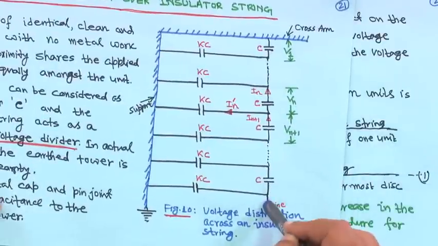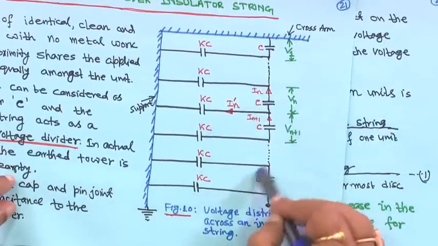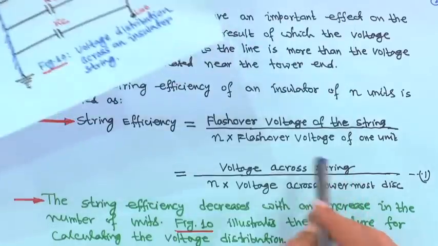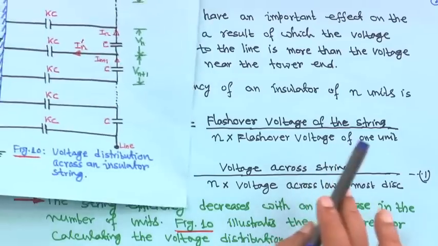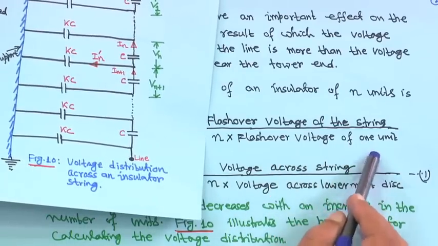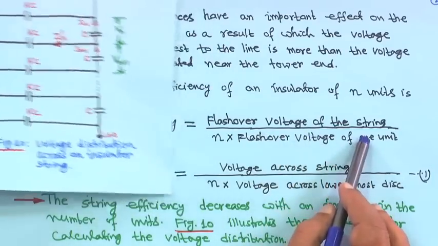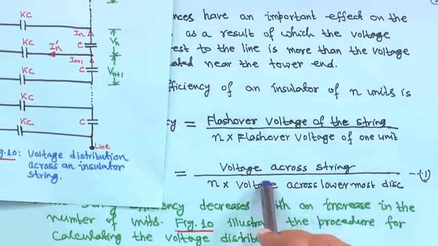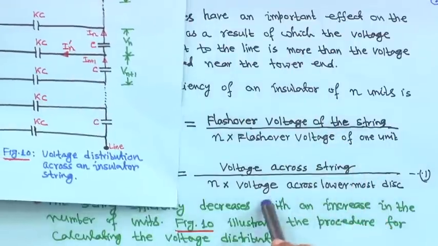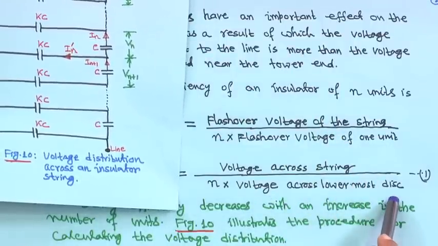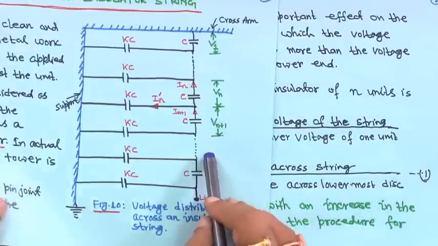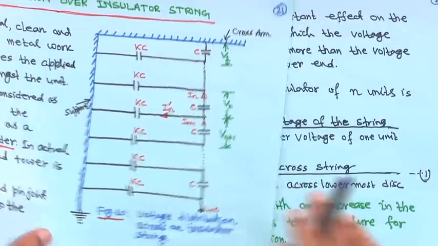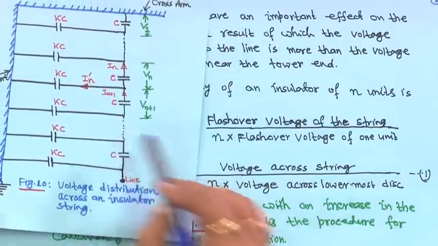That means, this is the lowermost disk, right. And you have a total of n units, so it is n into the flashover voltage of 1 unit, and the flashover voltage of the string. So, total flashover is equal to the voltage across the string, whatever voltage will come across the string, total voltage divided by n into the voltage across the lowermost disk. In this diagram this is the nth one, this is n plus 1, some more is shown. The idea is there should not be any confusion from this diagram, right.